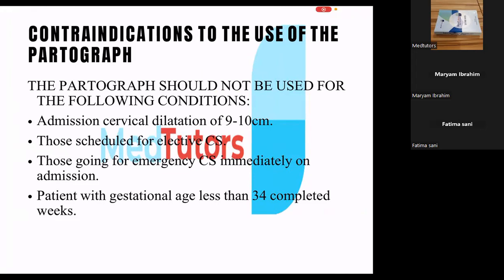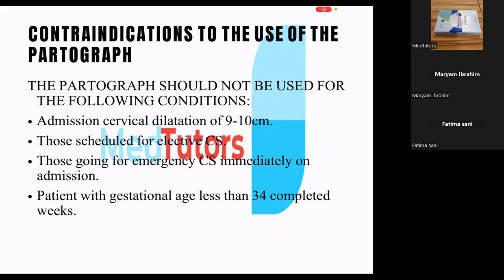For a woman who has reached cervical dilatation of 9 to 10 centimeters, when she's already 9 centimeters dilated, what are you opening the Partograph for her to do? The woman is just going to start pushing, and before you know it, the baby will be out. So you don't need to open a Partograph for her.